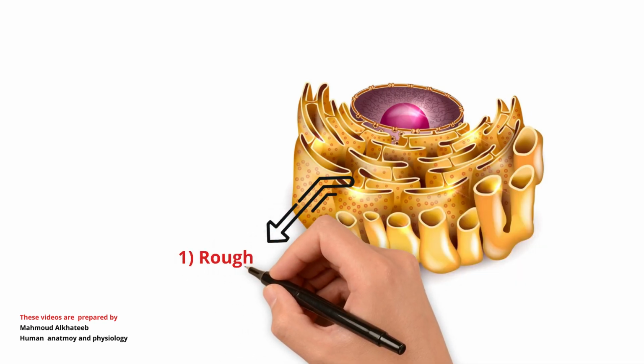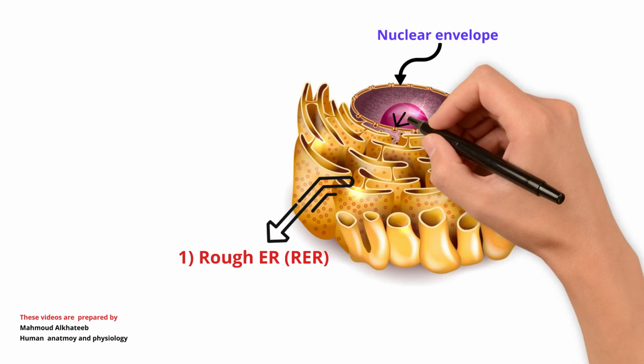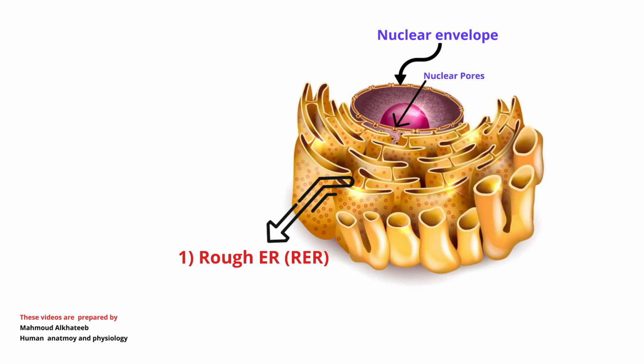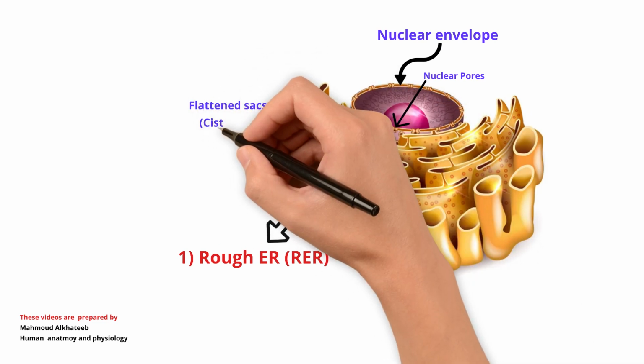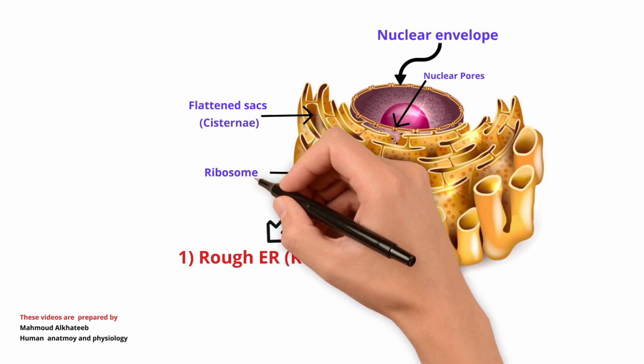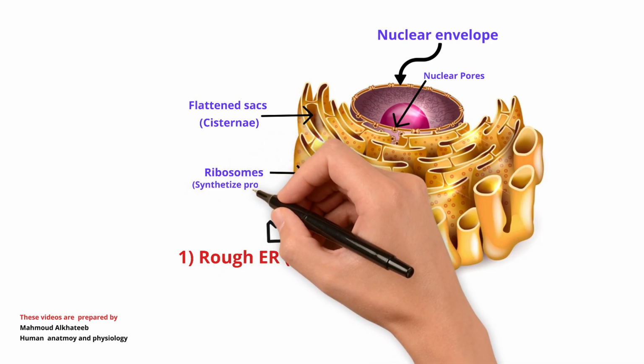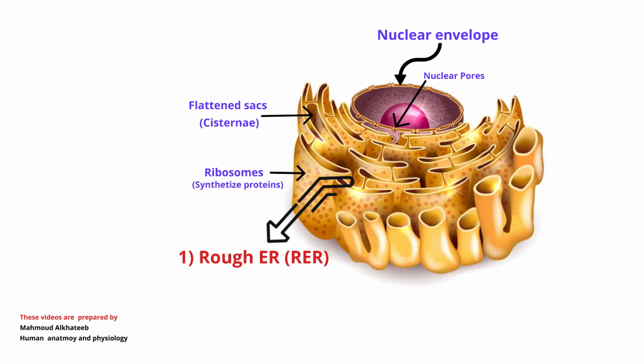First, we have the rough endoplasmic reticulum. This rough endoplasmic reticulum is located right next to the nucleus, where it receives mRNA. It's like a production assembly line that has flattened sacs called cisternae. These sacs are covered with ribosomes. The ribosomes located on the rough endoplasmic reticulum are responsible for synthesizing proteins, which are then modified and packaged within the rough endoplasmic reticulum before being sent to their destinations, as we will see later.